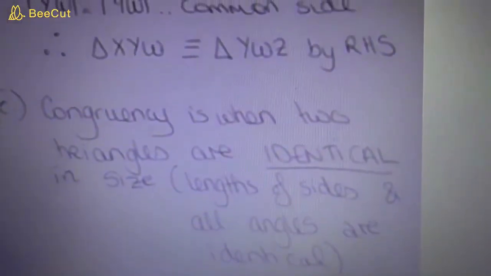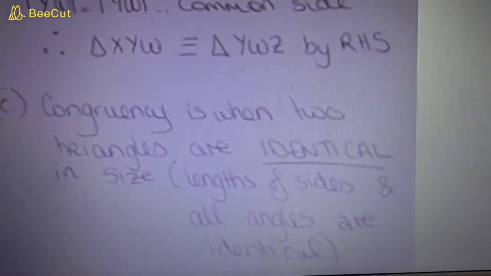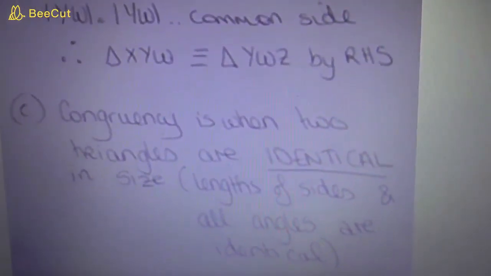Well, congruency is when 2 triangles are identical. They're identical in size, they're identical in the length of their sides, and in the size of their angles.